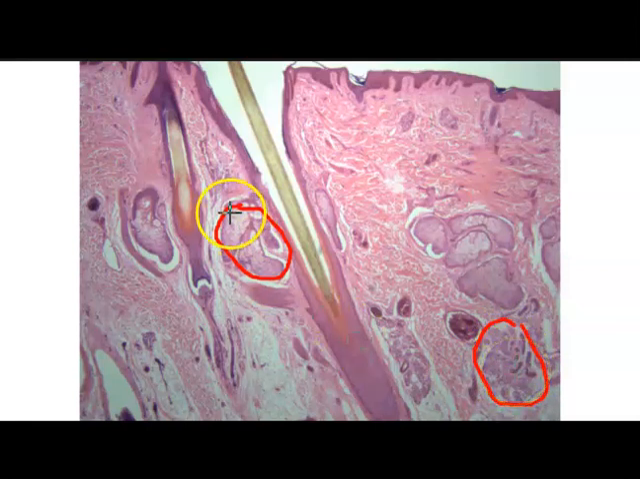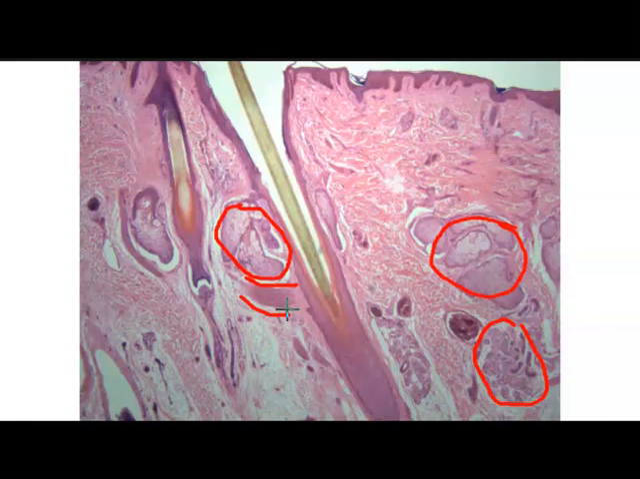Okay, so the lighter shade cells here, these are sebaceous glands. These are also sebaceous glands here, groups of sebaceous glands. And then this structure here, made up of smooth muscle, this is part of the erector pili muscle. Again, that allows for the hair follicle to stand on end.